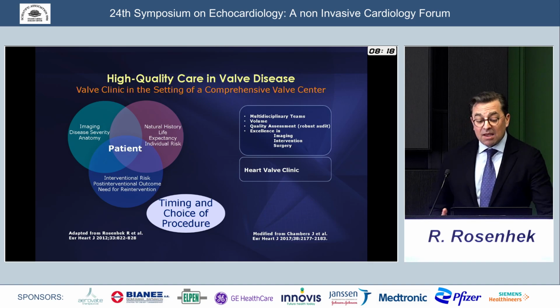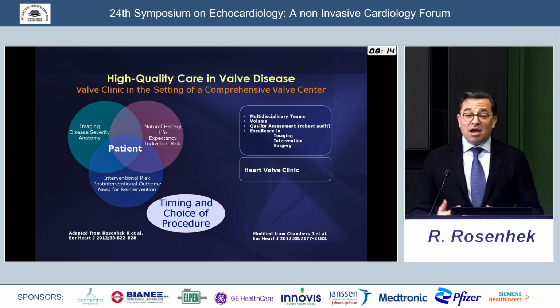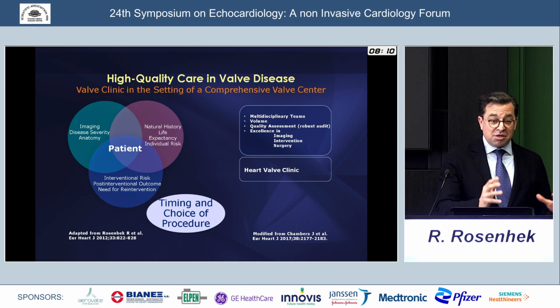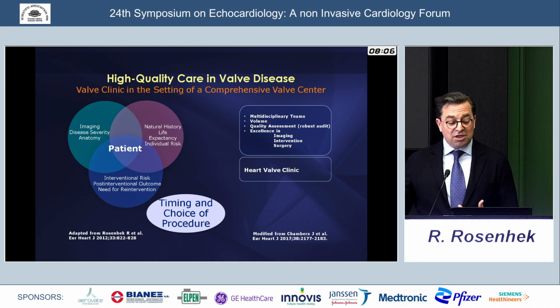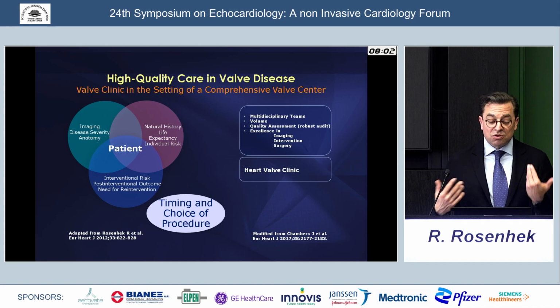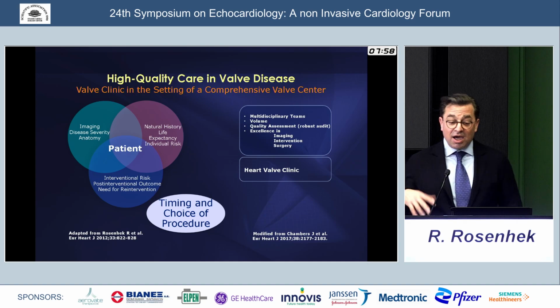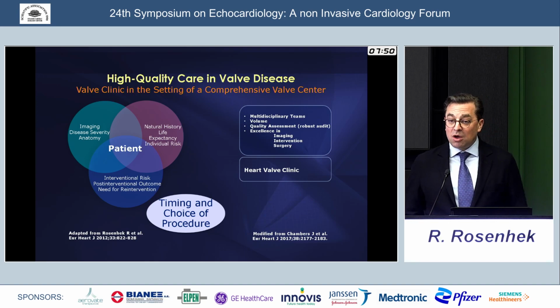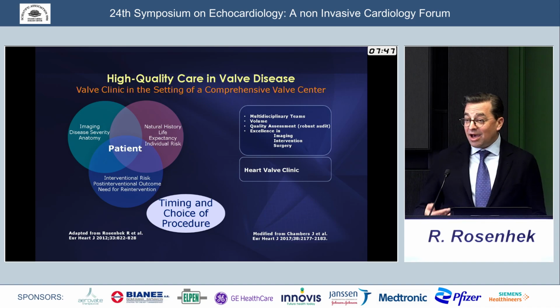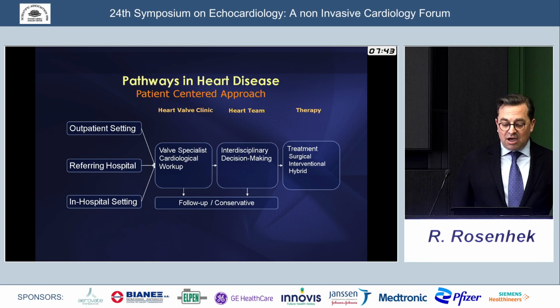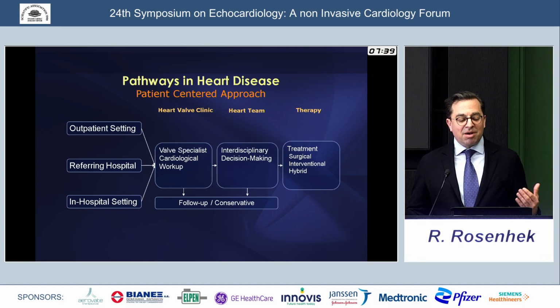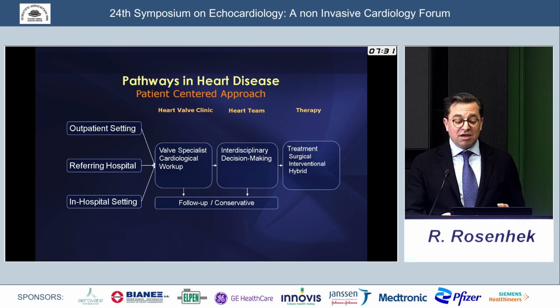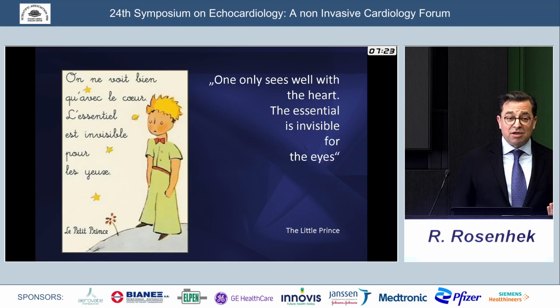So definitely, asymptomatic patients are challenging. They need to be treated in a patient-centric way, considering the imaging findings, disease severity, natural history, life expectancy, and individual risk, but also interventional risks, to ideally define the timing and choice of a procedure, and ideally in centers with multidisciplinary teams and high volume with excellence in imaging, intervention, and surgery, and in the ideal case, a heart valve clinic on site. And I think we should consider the patient-centered approach and the pathway with a referral, hopefully in a timely fashion, timely workup by a heart valve clinic, discussion in a heart team, and then either a decision for follow-up or for therapy. And with that, I would like to thank you for your attention.